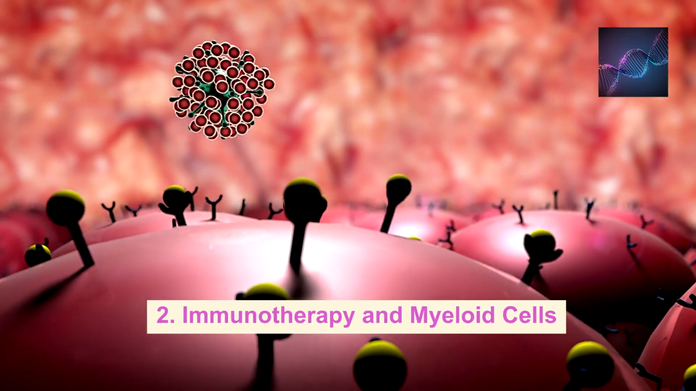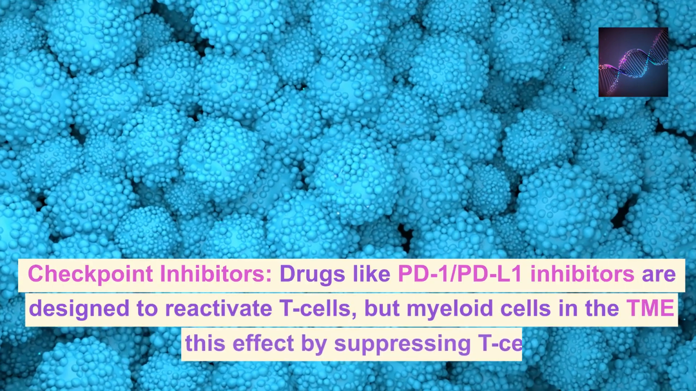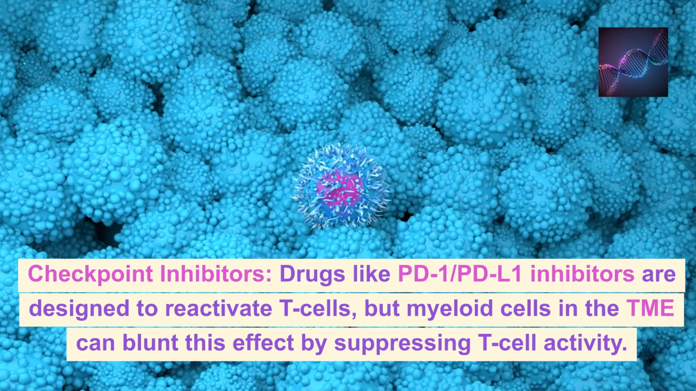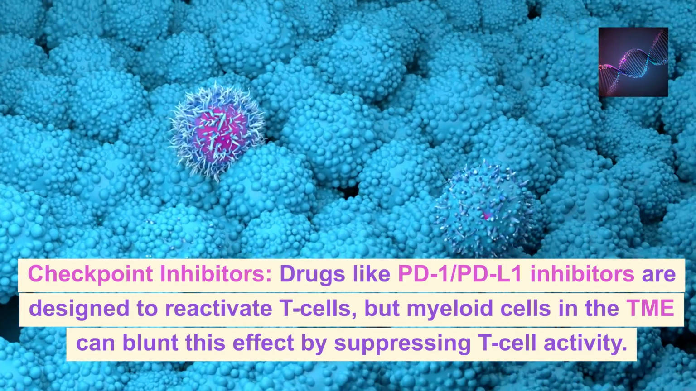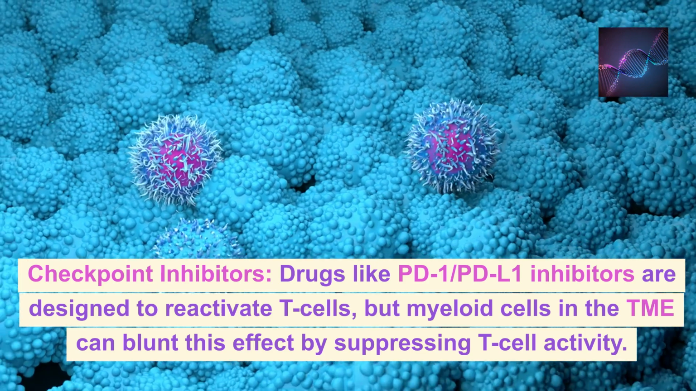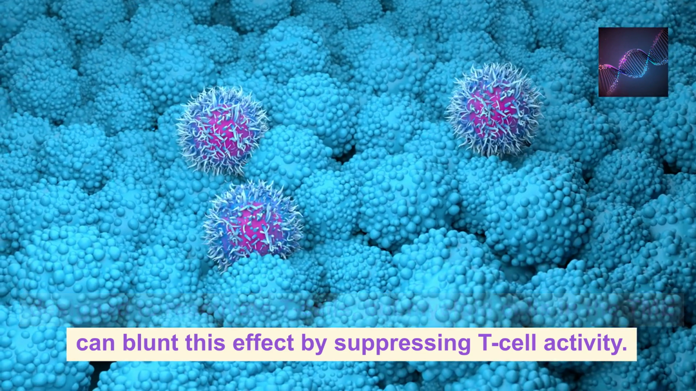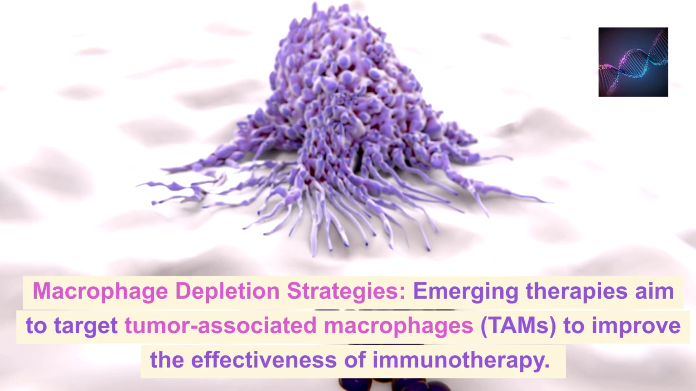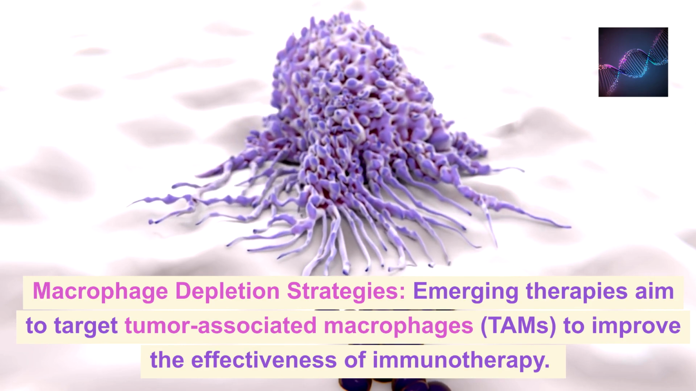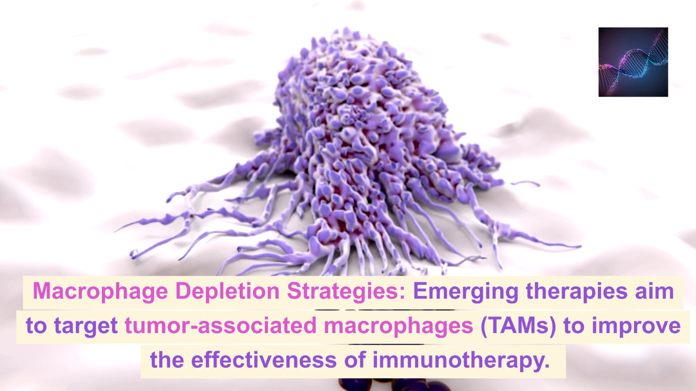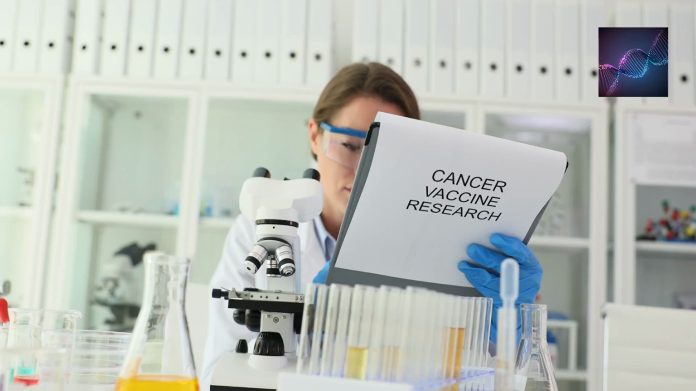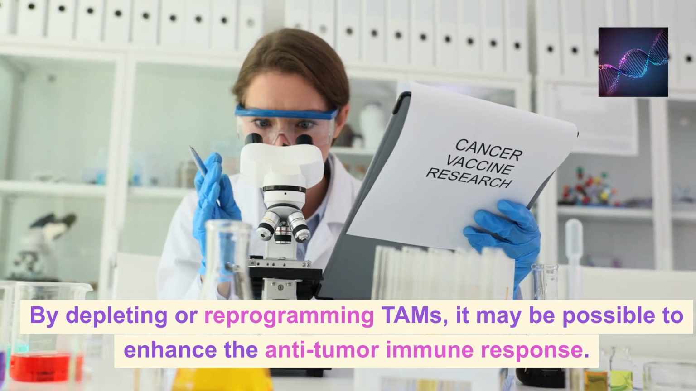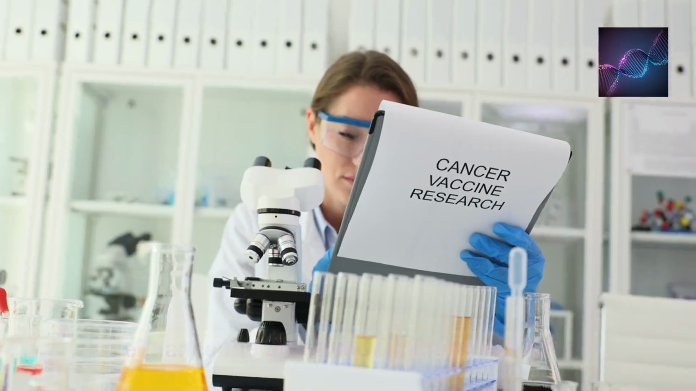2. Immunotherapy and myeloid cells. Checkpoint inhibitors. Drugs like PD-1 and PD-L1 inhibitors are designed to reactivate T cells, but myeloid cells in the TME can blunt this effect by suppressing T cell activity. Macrophage depletion strategies. Emerging therapies aim to target tumor-associated macrophages, TAMs, to improve the effectiveness of immunotherapy. By depleting or reprogramming TAMs, it may be possible to enhance the anti-tumor immune response.